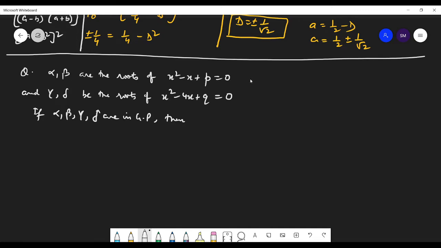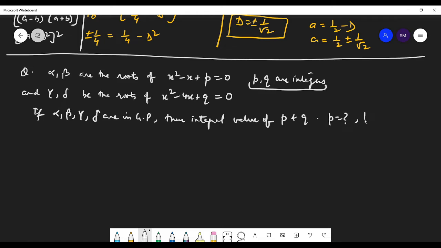students, here the integer values mean p and q are integers. Okay, treat them as integers. Then you have to find the integral values of p and q. So you have to find p, you have to find q. Think about this question, students. This was also in 2001 JEE.